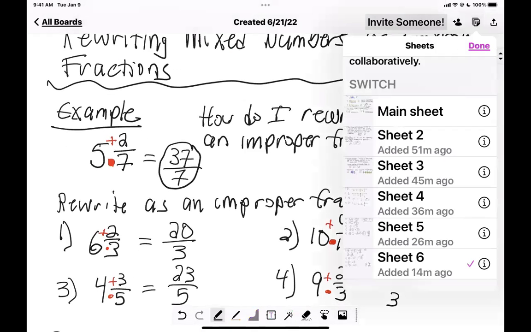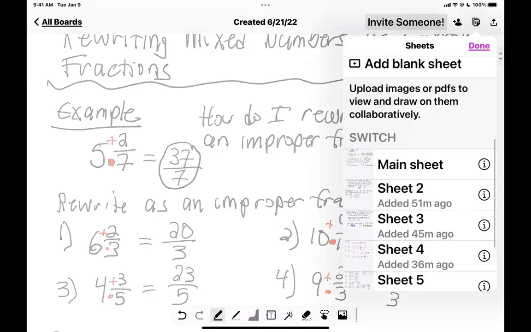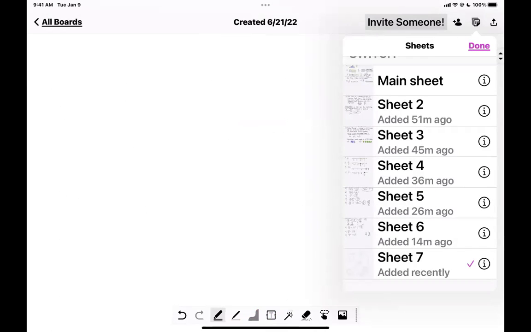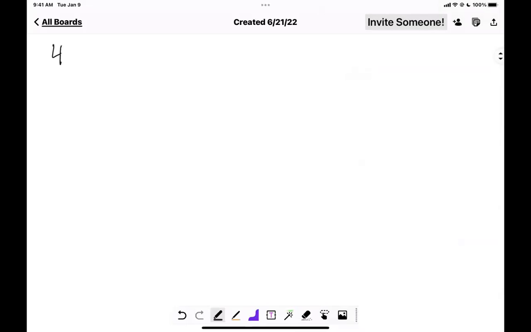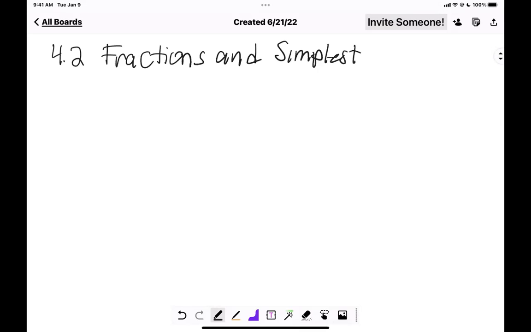New section. 4.2. Fractions, and I know we worked on this a little bit already, and simplest form. But there's a lot more to this than what it says.